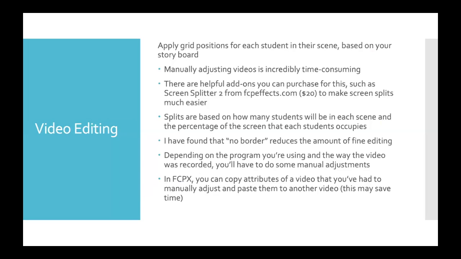Manually adjusting videos is incredibly time consuming. There are YouTube videos out there that recommend you just download a grid and you just manually adjust all the videos. I think that takes way too much time if you're looking at 50, 60, 70, 80 students. So I bought a screen splitter effect. It was $20. It's from fcpeffects.com. It's called Screen Splitter 2.